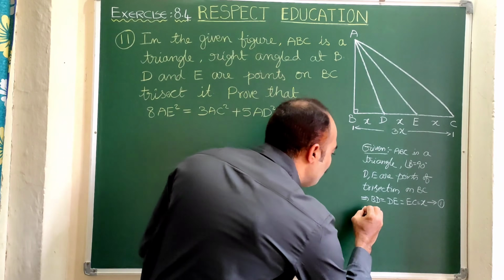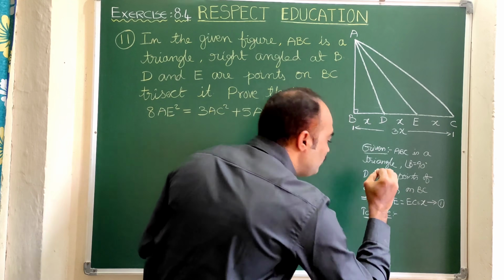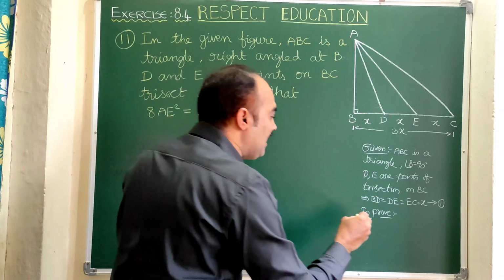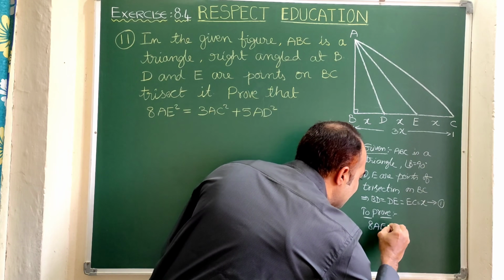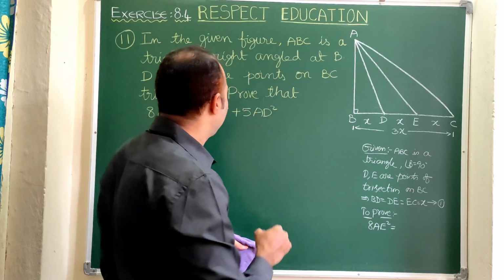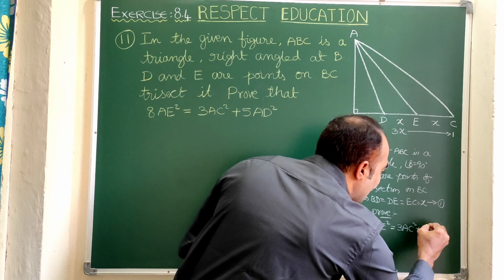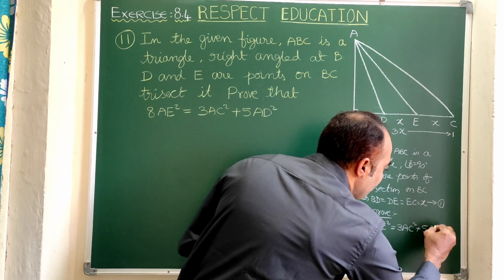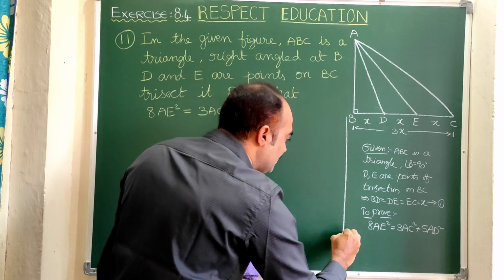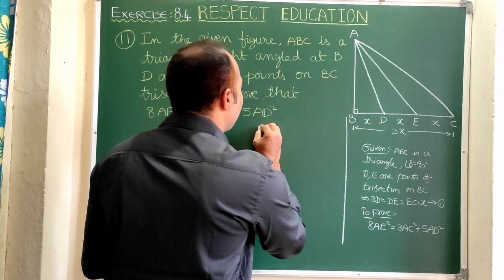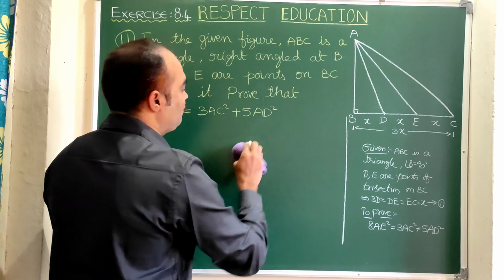Now here, to prove, what is to be proved? 8 times AE square is equal to 3 times AC square plus 5 times AD square. Right. Now here let us start solving this problem. Here we can write the proof.